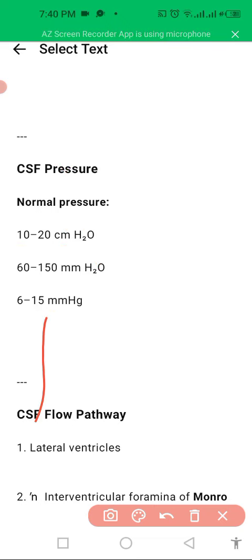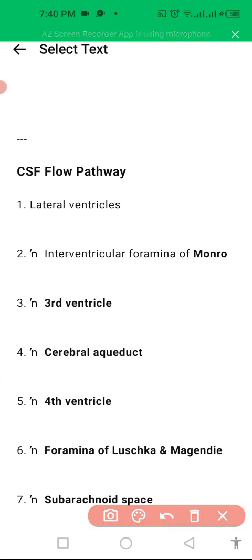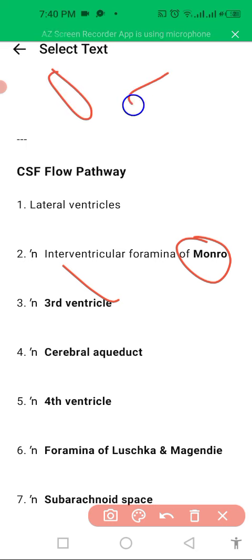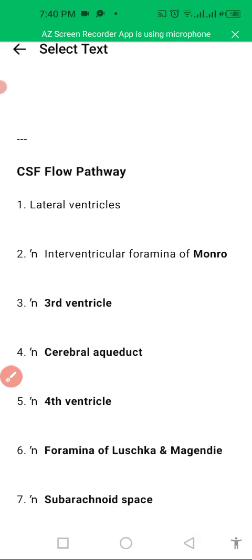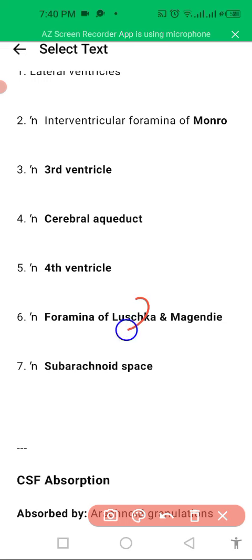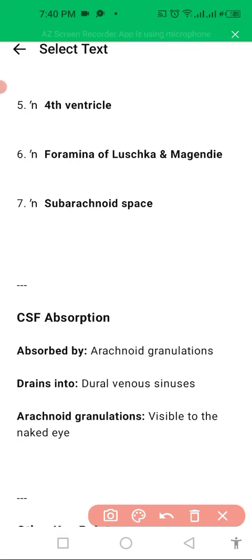Now, flow of CSF occurs from the lateral ventricle through the interventricular foramina of Monro to the third ventricle, and from the third ventricle it goes into the fourth ventricle through the cerebral aqueduct. Then it goes into the foramina of Luschka and Magendie, and from there to the subarachnoid space. In this way, CSF flows down to the arachnoid granulations and drains into the dural venous sinus, and arachnoid granulations are visible with the naked eye.